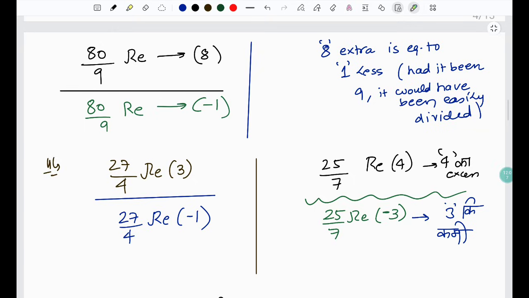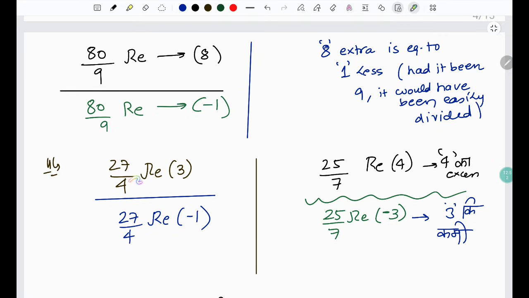Here is another question where we have to find the remainder. In this question again, we try to get the remainder in the form of either plus 1 or minus 1. For this example, we have 80 by 9, the remainder comes out to be 8, but that 8 can be written as minus 1, because had it been 81, that is 9 times 9, there would be no remainder, as it easily gets divided. So this remainder is also expressed in the form of minus 1.